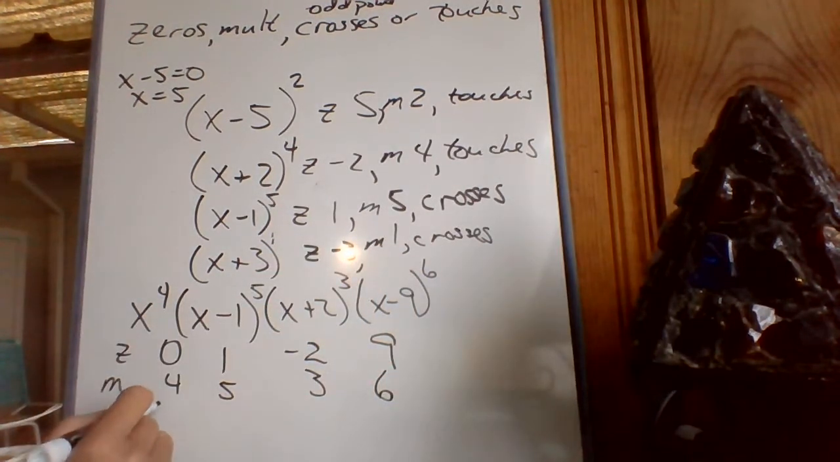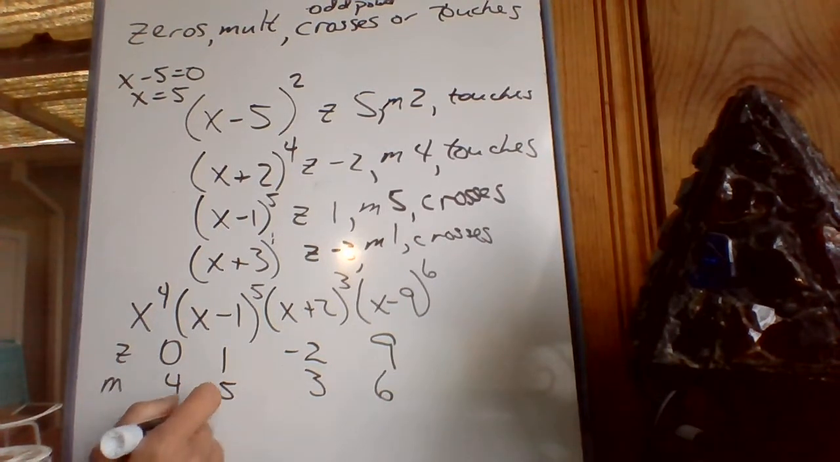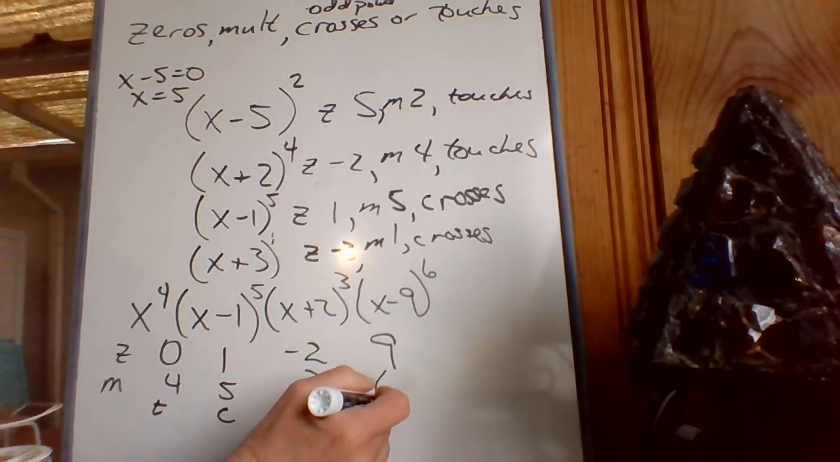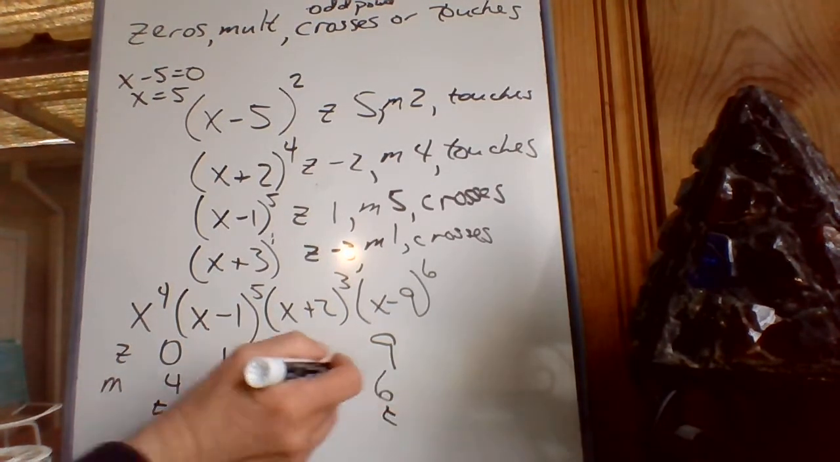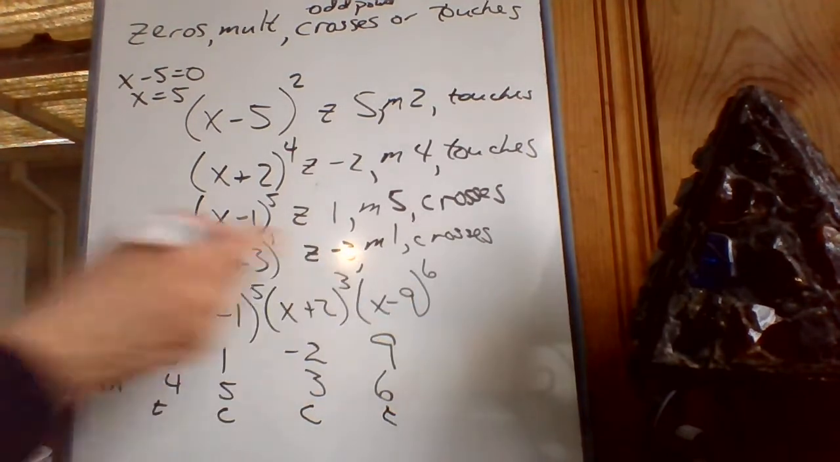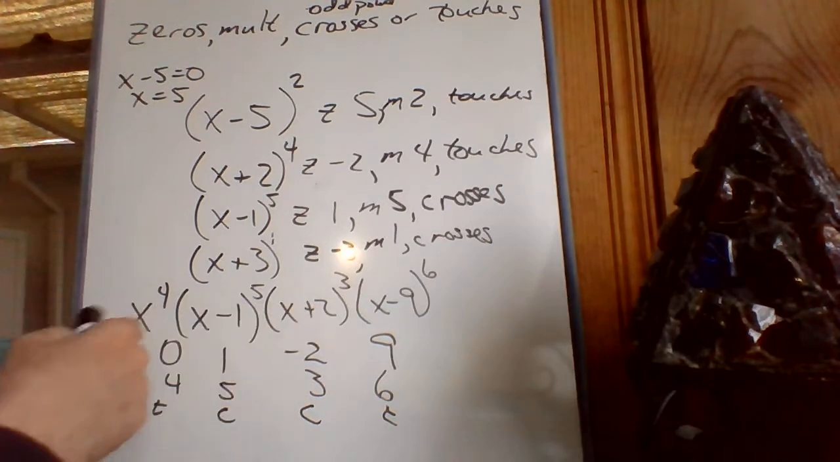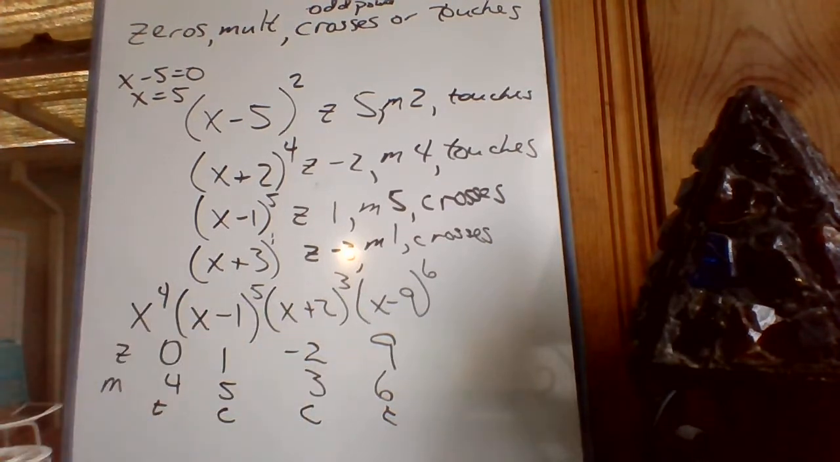And so crosses or touches: that one's even, so that one's touch. That's odd, so that's cross. That's odd, so that's cross. And that's even, so that's touch. So if I had this whole thing written out and I knew the leading coefficient theorem on this, and I had these things, I could draw a quick sketch of what it looks like. So that's what this is, where this is going.